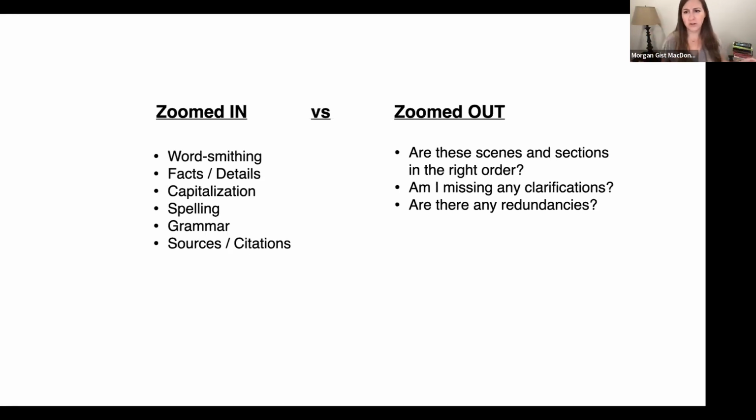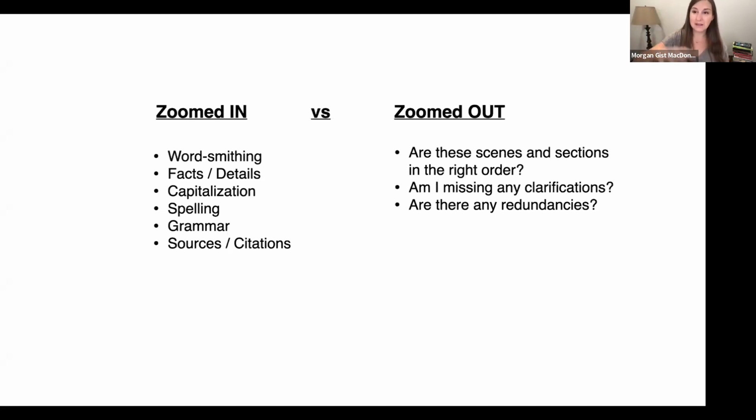This is true of writers. This is true of editors. This is just kind of the cognitive thing, your brain can't multitask very well. So are you zoomed in thinking about the words themselves, or are you zoomed out? Zoomed out looks like asking these big picture questions. Are these scenes and sections in the right order? Am I missing anything? Are there any redundancies? What is this character's motivation? When you ask those bigger character, plot, story, world kind of questions, that's when you're zoomed out. When you go to actually write them or fix them, that's when you're zoomed in.